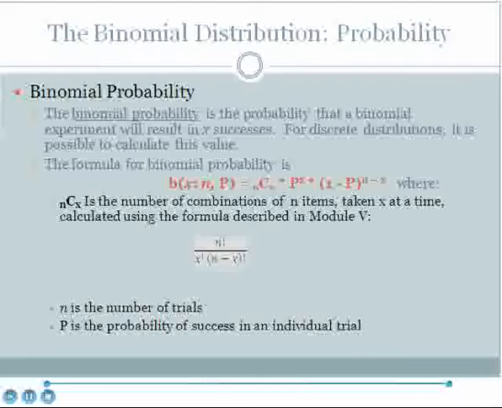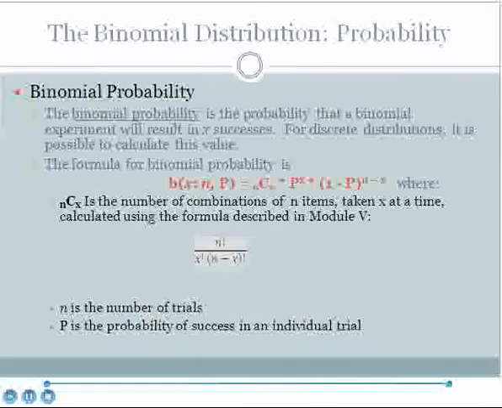The formula for binomial probability is denoted b of x given n and p. That is, the probability of getting x successes in n trials with a probability p of success. This is equal to nCx, which is the number of combinations of n items taken x at a time, calculated using the combinations rule. You can go to Module 5 to find out more about this rule.